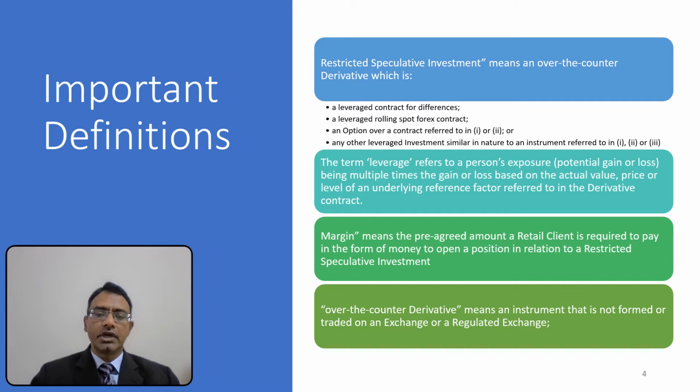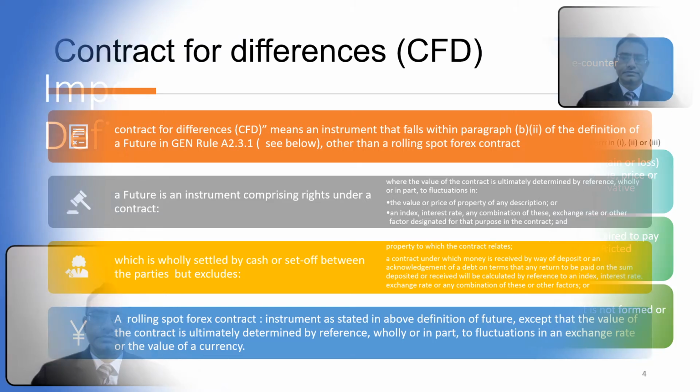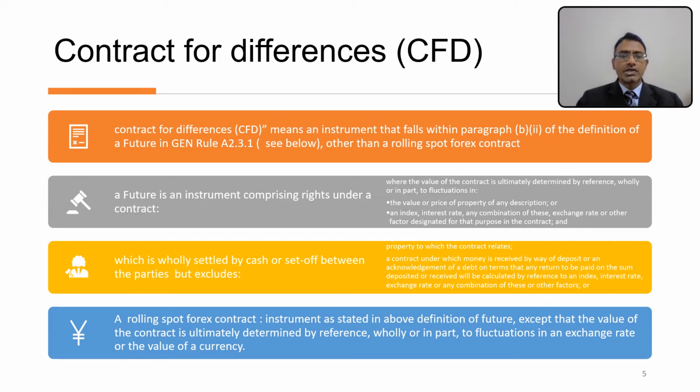OTC is the over-the-counter derivative, which is an instrument that is not traded on an exchange or a regulated exchange. Now let's go into the contract for differences and look into the regulatory definitions. A contract for difference is an instrument that falls within paragraph B2 of the definition of the future in the general module, which you have just shared below, and which is other than a rolling spot forex contract.